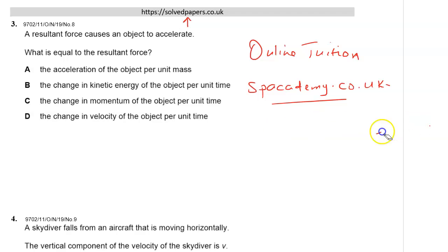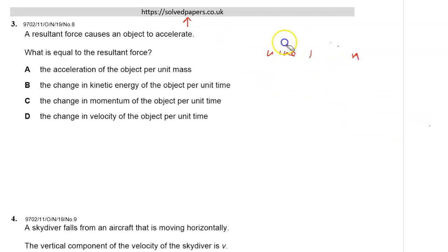Let's continue to question number 3. A resultant force causes an object to accelerate. If there's no resultant force, the object travels at constant speed. What is equal to the resultant force? Of course, we know that resultant force is equal to mass times acceleration.